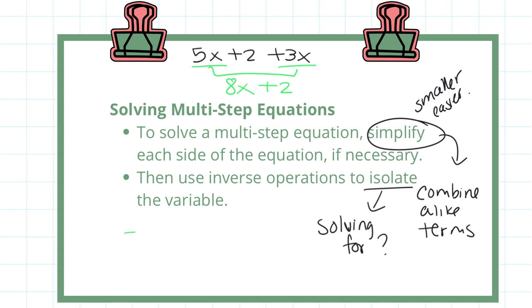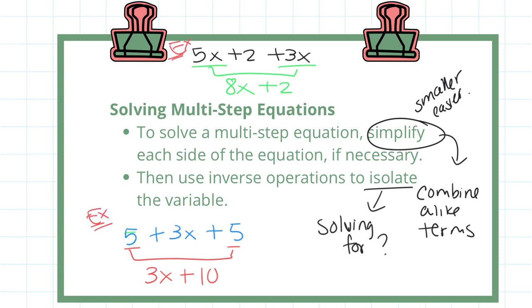So now what if we have 5 plus 3x plus 5? If we look here, the two like terms are this 5 and the other 5. If we combine them together, you always try to have your variables first. In this case, we have 3x plus 10 when we combine the 5 plus 5. These are just examples. We'll see some more on the next slides.